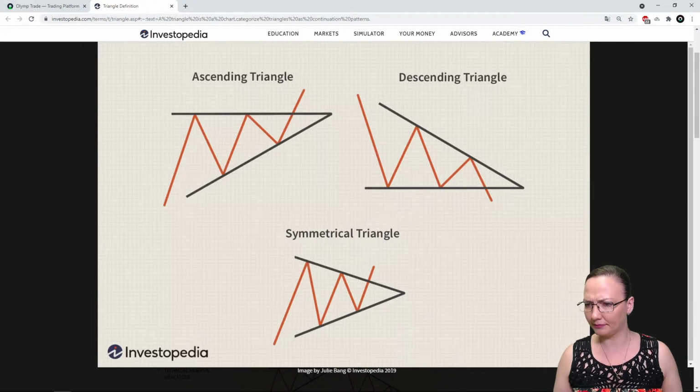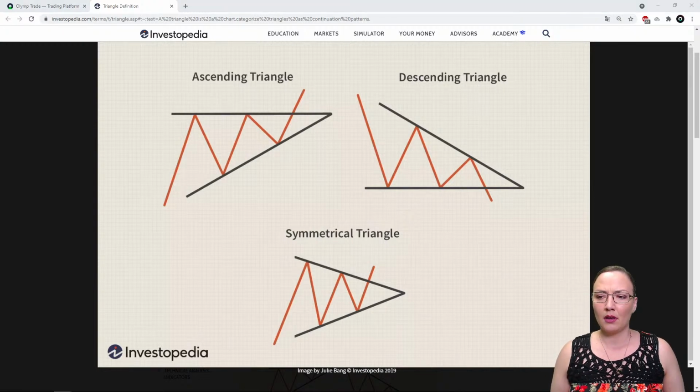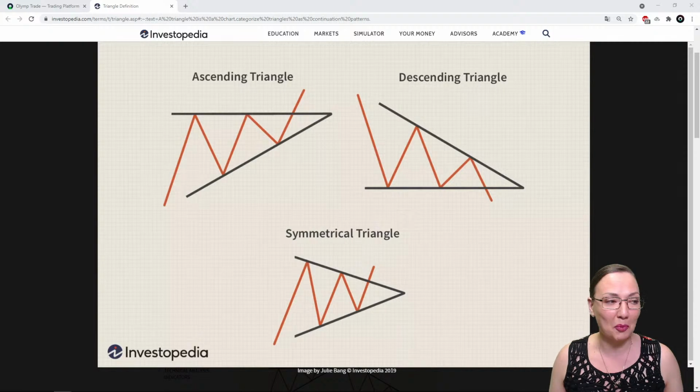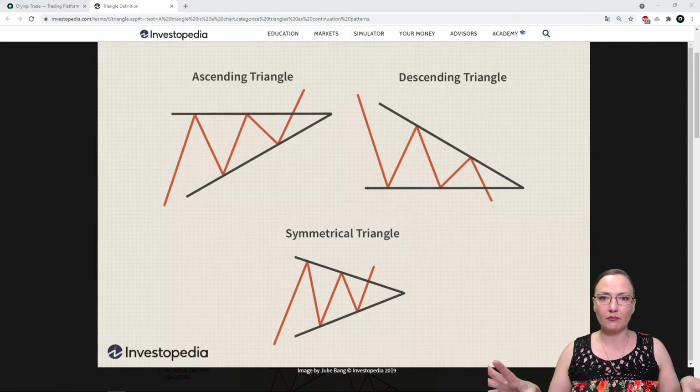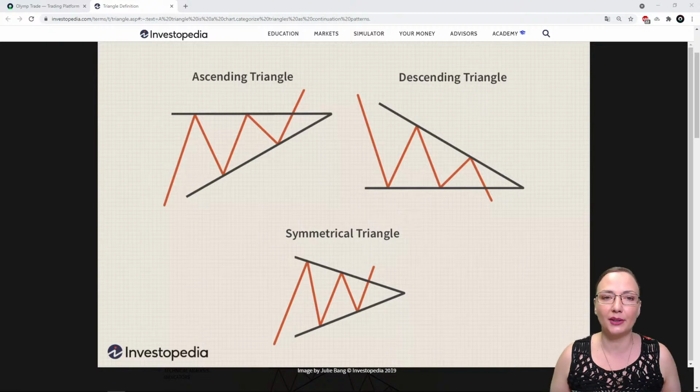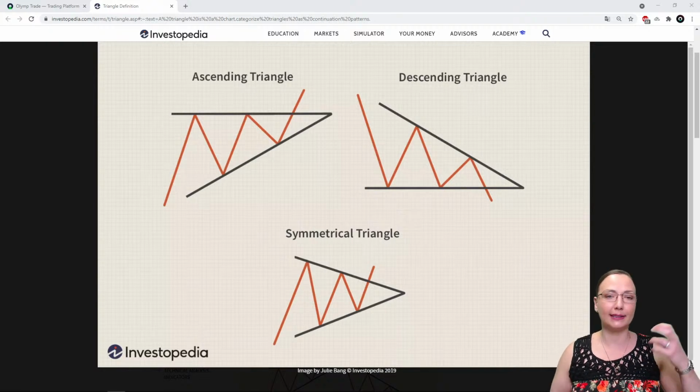a lot of useful information on this portal. So the three patterns that I want to tell you about today, the first is called the ascending triangle.